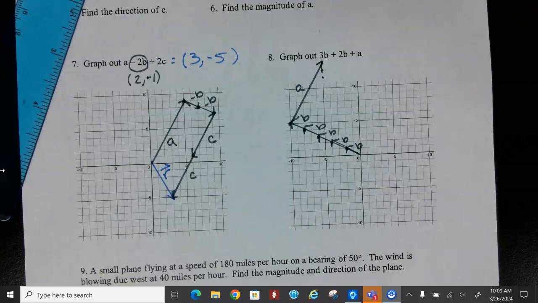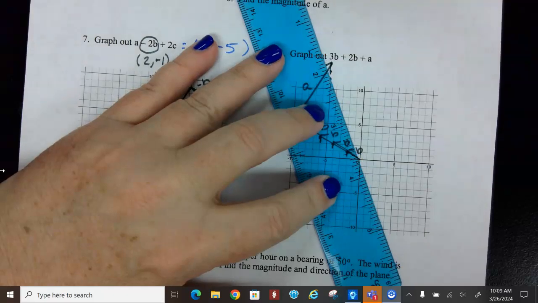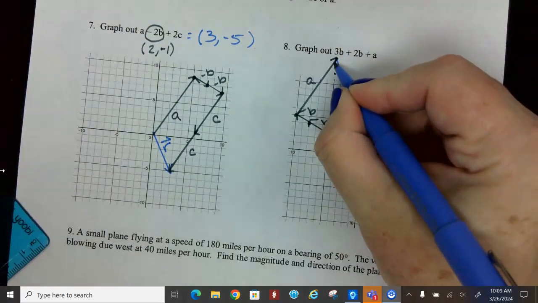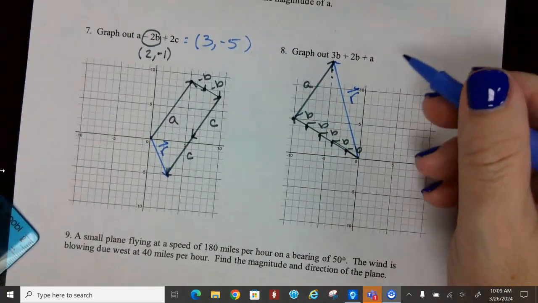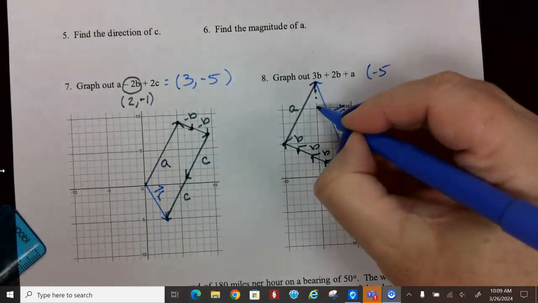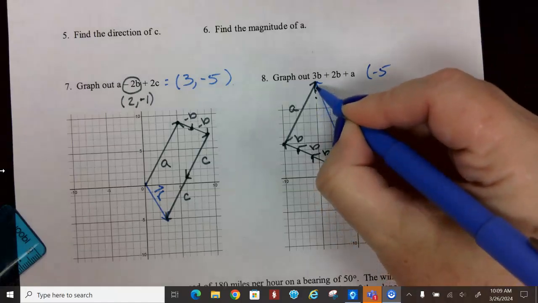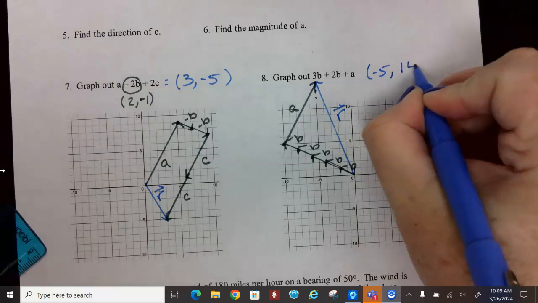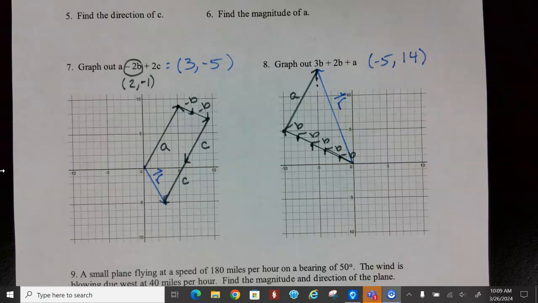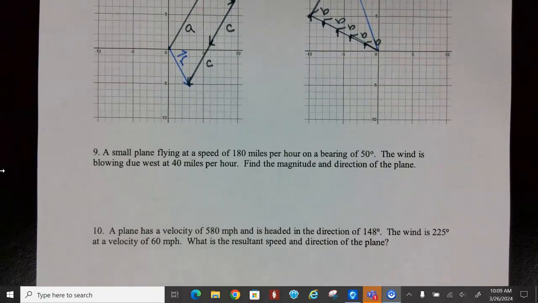Okay, so let me draw my resultant vector in from here to here. Okay, and my answer, negative 5. Okay, so we know that's 10, 11, 12, 13, 14. I believe it's a 14. Okay, and there's your answer for that. Okay, so now we're going to go down to this problem. Let me grab some extra paper because I know how I'm going to write.